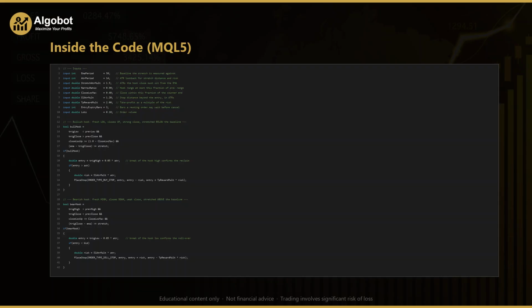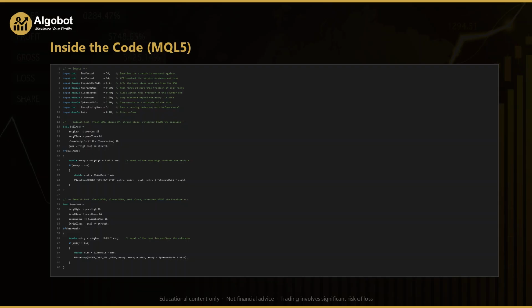The bullish hook is a Boolean that's true when the trigger low is below the previous low, the trigger close is above the previous close, the close sits in the upper portion of the range, and the EMA minus the close is at least the stretch distance. When that's true, the code sets an entry just above the hook's high and, if it's a valid stop above the market, calls place stop with a buy stop order, with the stop loss 1 risk below and the take profit at the reward multiple above.